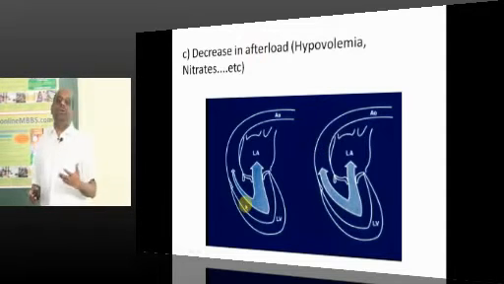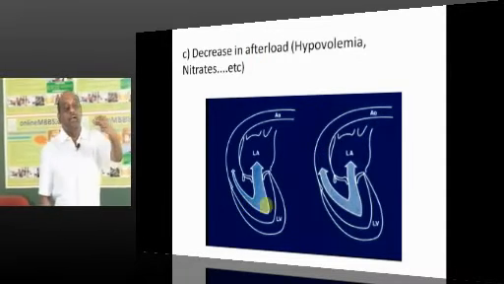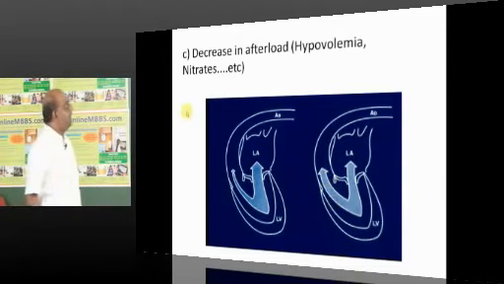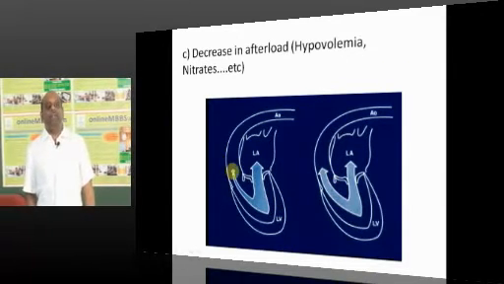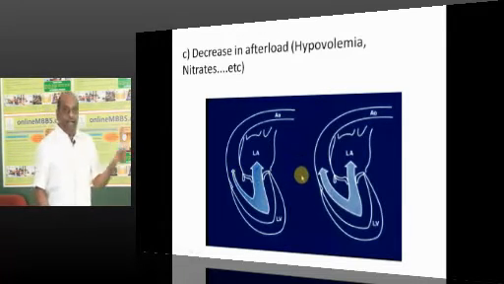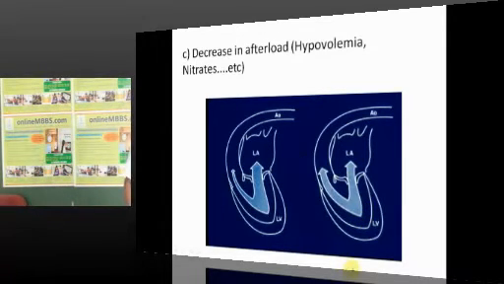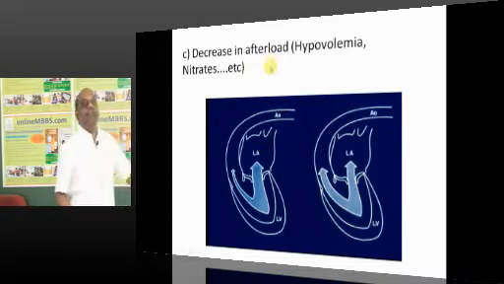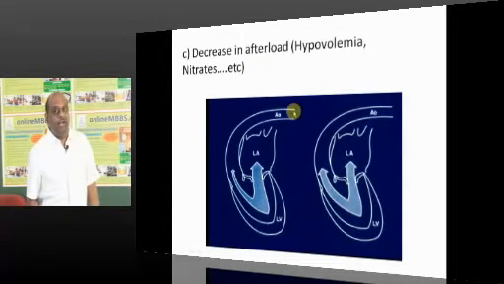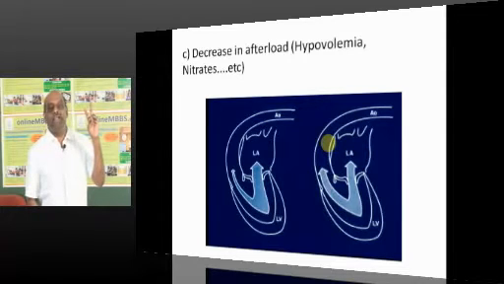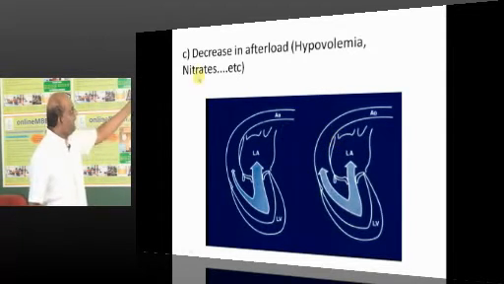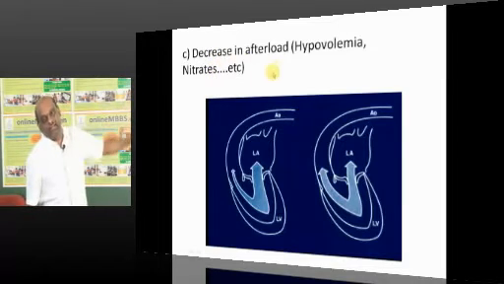What decreases the afterload? Afterload depends on peripheral vascular resistance. Nitrates, they have a peculiar effect. Nitrates not only decrease the preload, they are also known to decrease the afterload. Decrease in afterload is good or bad for HOCM? Bad. So nitrates are bad for HOCM. Nitrates decrease the preload. That is also bad for HOCM. Two ways nitrates are bad for HOCM. Nitrates being vasodilators, they typically will lead to a decrease in afterload.